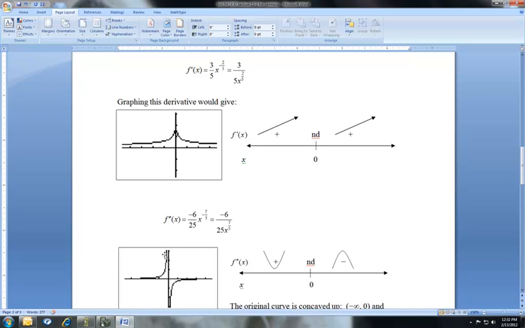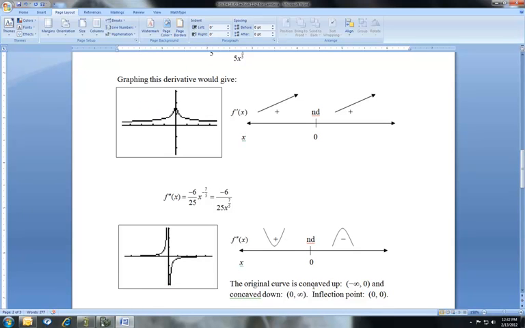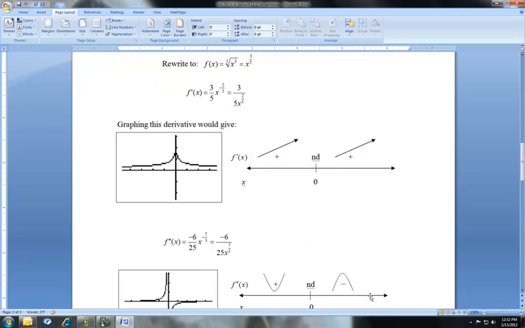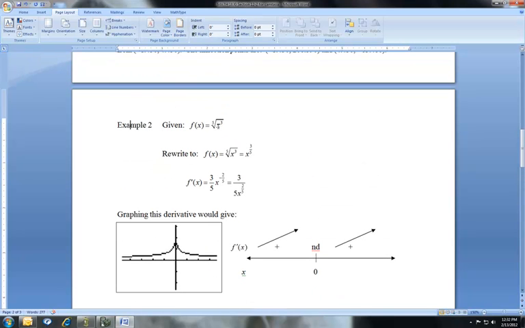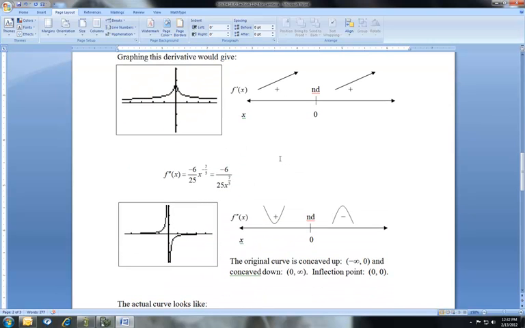So if you put this in your calculator, you'll get this picture. Still not defined, but to the left of 0, it's above. To the right of 0, it's below. There's my concavity. So the original curve is concave up from negative infinity to 0, concave down from 0 to infinity. Inflection point, remember, take the 0 back to the original. It does exist here. The fifth root of 0 to the third is going to be 0.